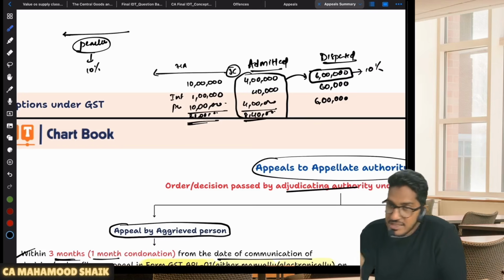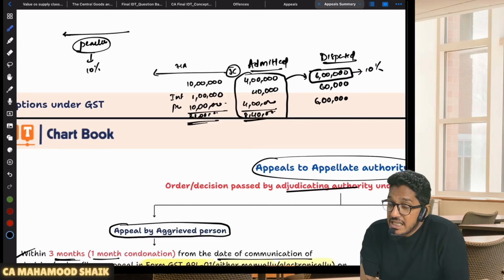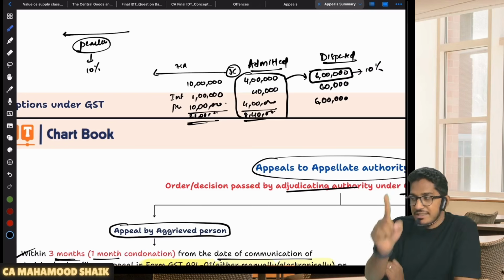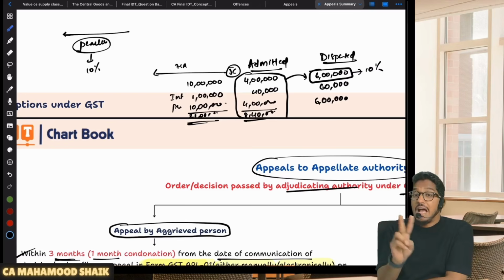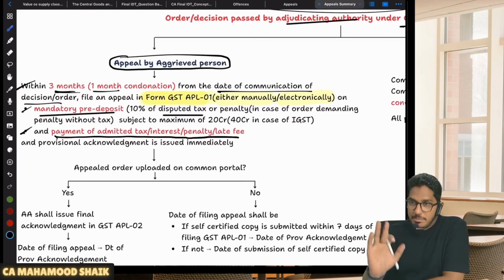If demand involves tax, interest and penalty, in that case you have to make a mandatory pre-deposit of only 10% of tax. In case the demand order is only asking you penalty, then you have to pre-deposit 10% of the penalty. So unless you pay all your admitted tax, interest, penalty, and also mandatory pre-deposit of 10% of tax or 10% of penalty, in case the demand order contains only penalty, no tax and interest, if you do that, then only you can go for the appeal.